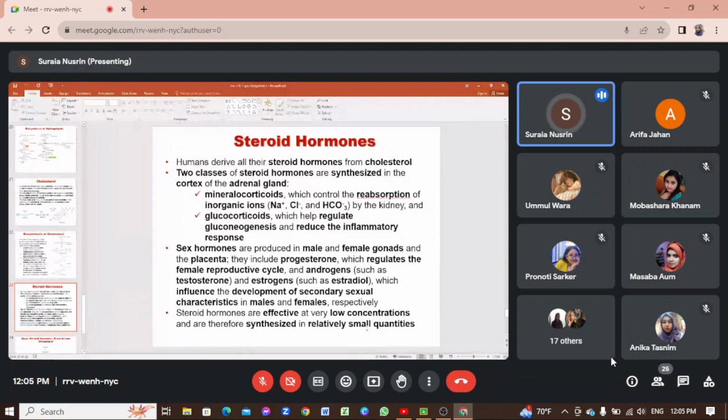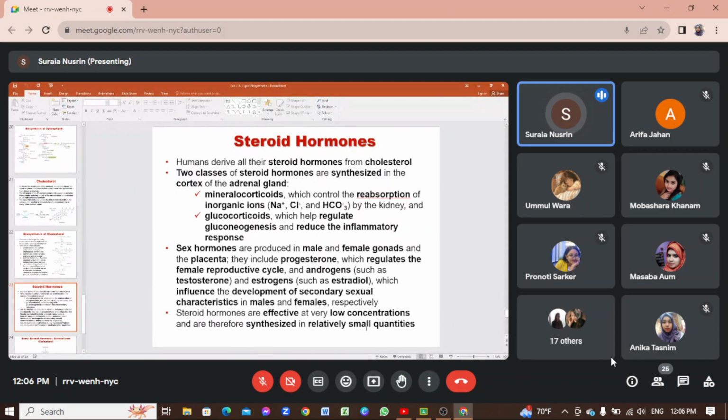They are produced in the male and female gonads and the placenta, and the sex hormones are progesterone, which regulates the female reproductive cycle, androsterones, for example testosterone, and estrogens, for example estradiol. These hormones influence the development of secondary sexual characteristics in males and females respectively. That means testosterone functions in males and estradiol functions in females.